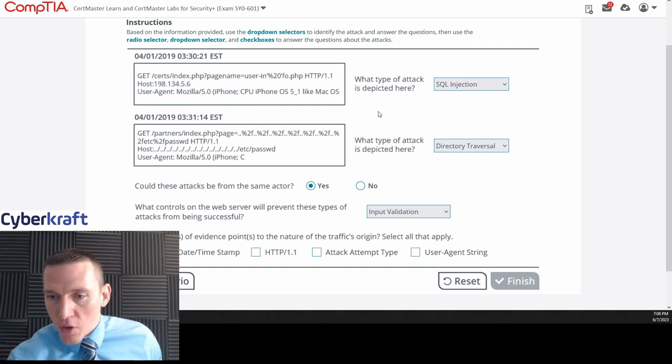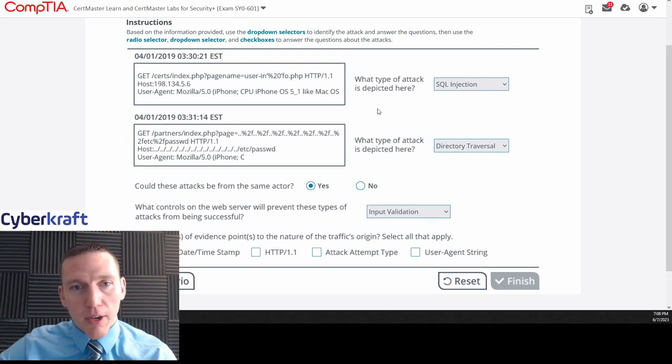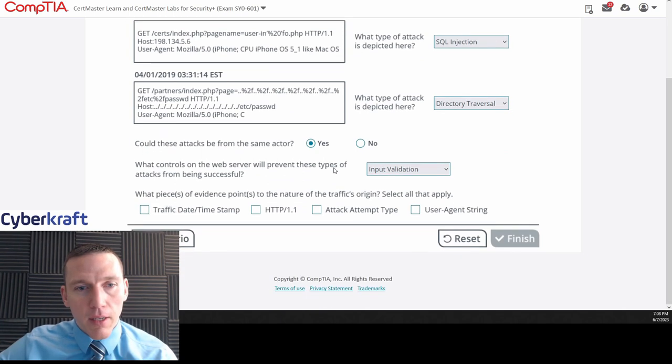So for instance, if I'm looking at an example of a log and I see PHP, could I properly assume it's SQL injection? Normally for this exam, I think that's a safe assumption. Not always, but that's a pretty good indicator. A lot of SQL injection attacks target PHP specifically. And to protect from SQL injection would be input validation. Really great point there. Exactly.